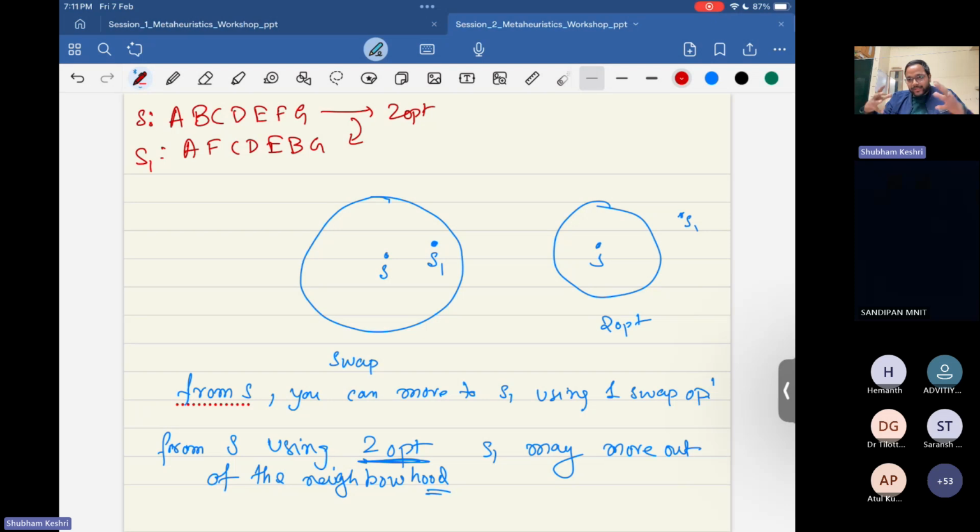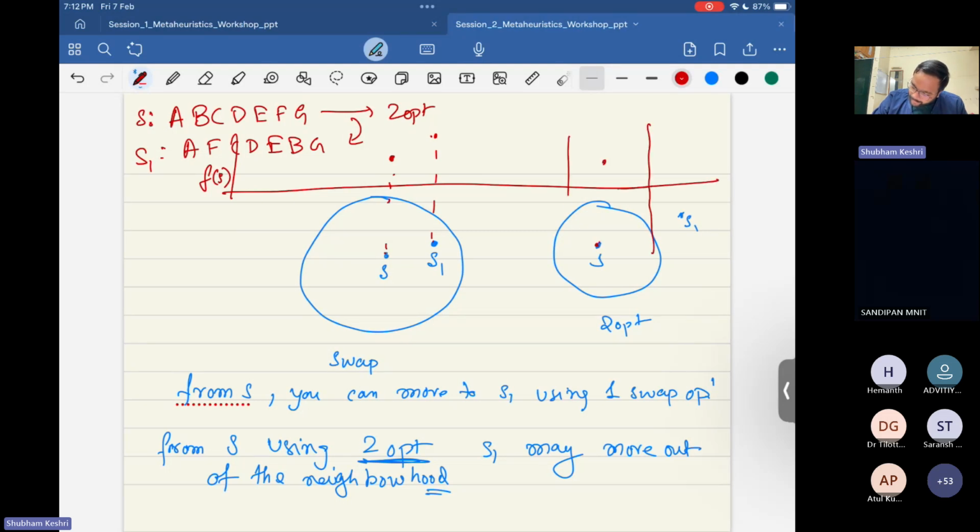So since the neighborhood is changing, the objective function values also change, right? Suppose this is the objective function. So suppose S was here. This is the objective function value, and S1 was this, and it was in the neighborhood. Now you see S is here and this is the neighborhood, but S1 comes here. So this has moved drastically, right? Objective function changes depending upon the solutions in the neighborhood. So you're changing the landscape.